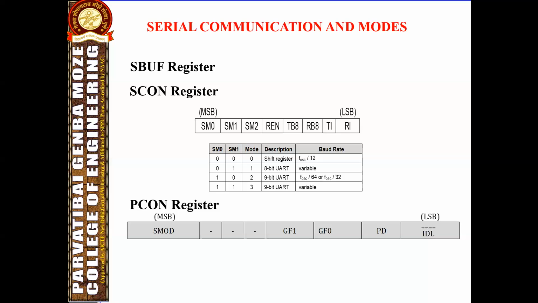The double buffering reduces the chance of overrun error and complexity. But if the previous byte is not read when the next byte completes its reception, the first byte received will be lost.